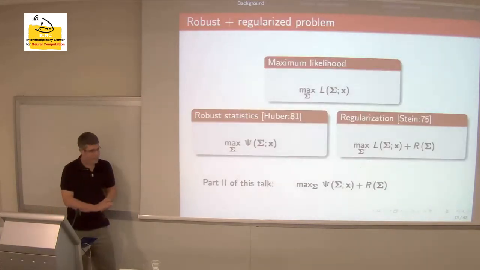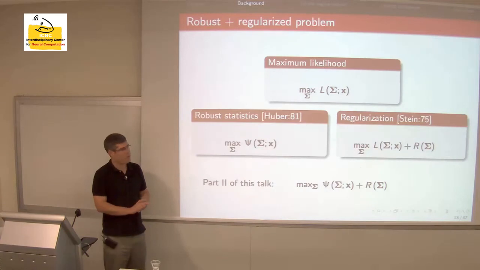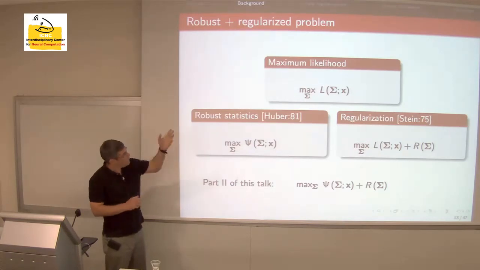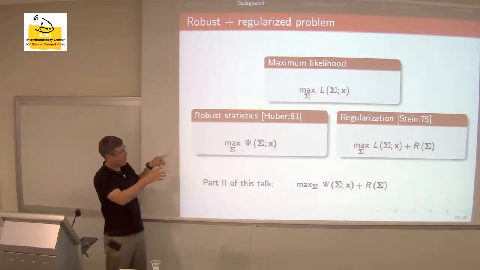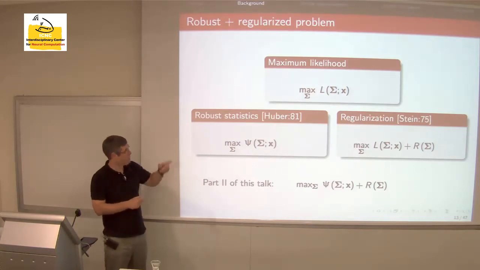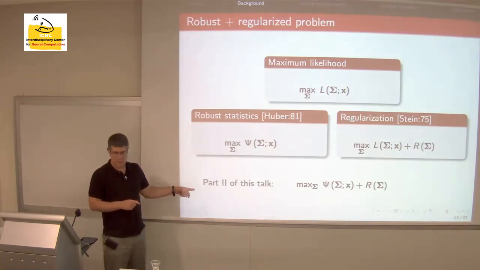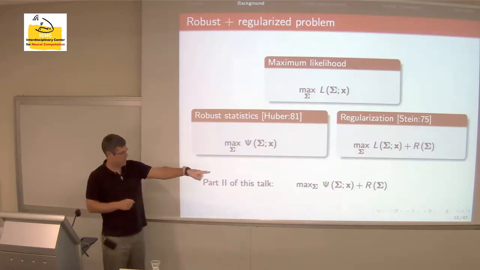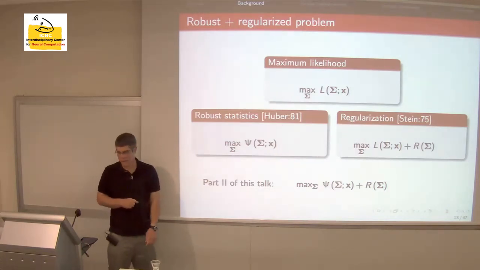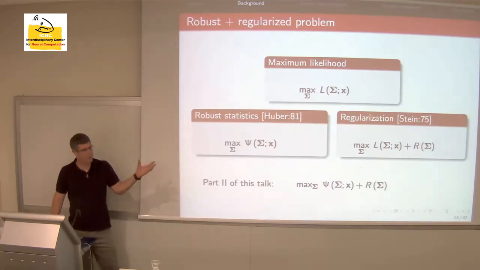Okay, now our goal today is to have something which is both robust and regularized, because we want to fight both. On the top you see the classical maximum likelihood. Then there are the two approaches: robust statistics, change the likelihood to some psi. You change the objective. And regularization, where you add some penalty, prior, shrinkage, whatever you want to call it. The second part of my talk today is about how we do both. We use psi instead of the likelihood and add a penalty. That's the robust and regularized problem. Because I like optimization, I like to think about things as problems, but some people prefer the solutions.